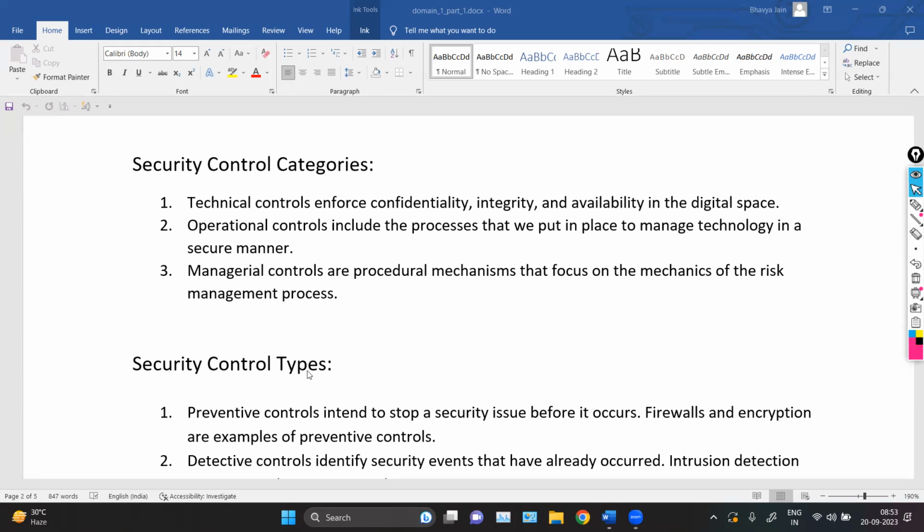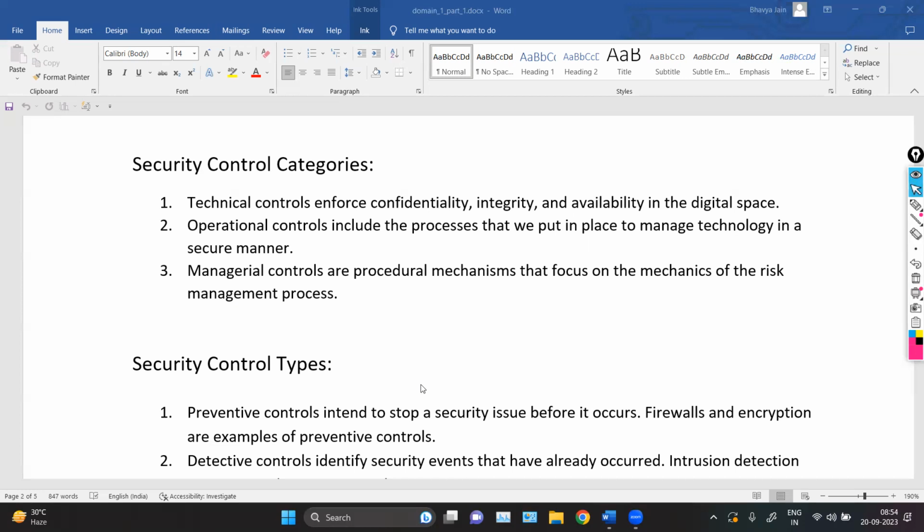Operational controls are like protecting or managing the security systems, so that we can perform our day-to-day activities and the operations of the company, and also ensure the technical controls as well. Then we have managerial controls, which is like protecting or managing the risk management phases. That we will discuss later.